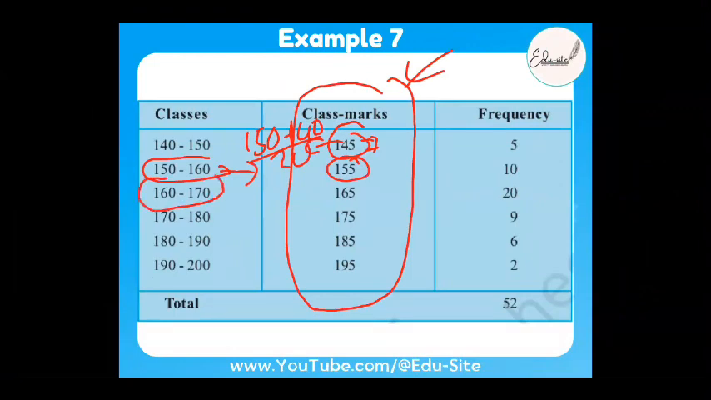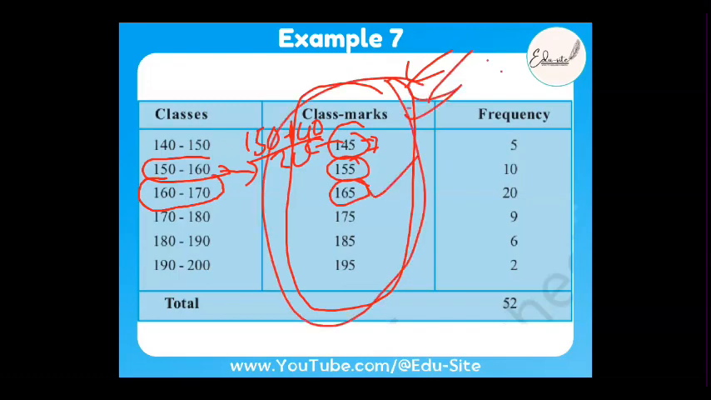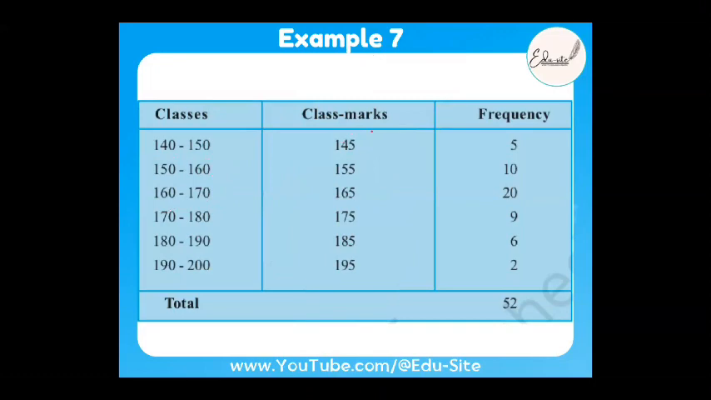Laiba, what is 160 plus 170 by 2? It's nothing but 165. It is the only extra column that we have made. This is the only extra column that we made. These two columns are already existing. This column, how did this column come, beta? What did we do? Please tell me what did we do here?